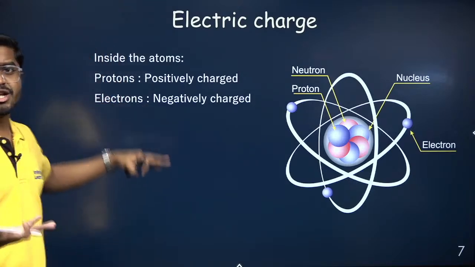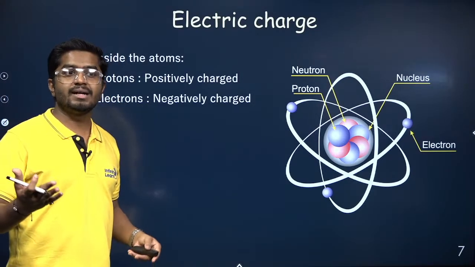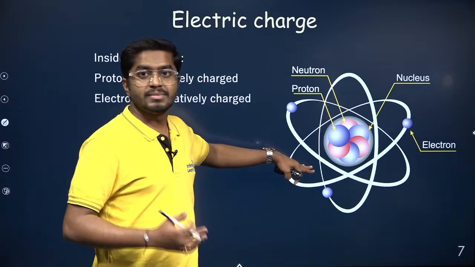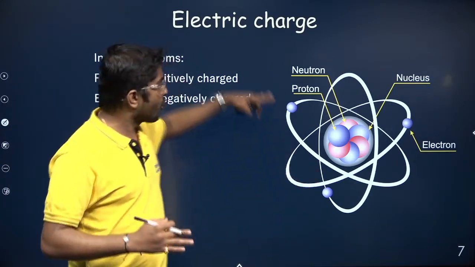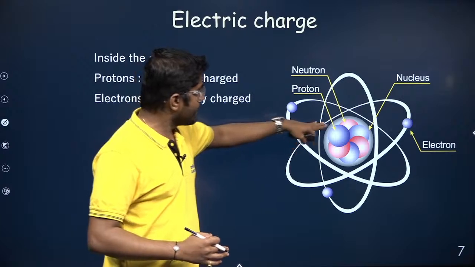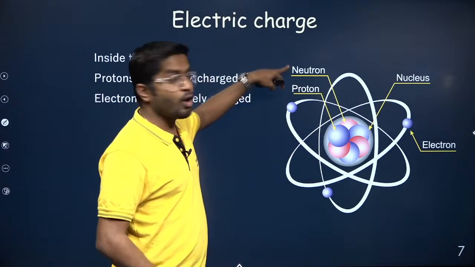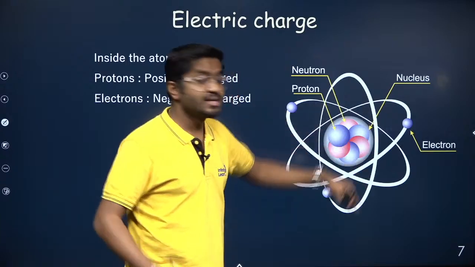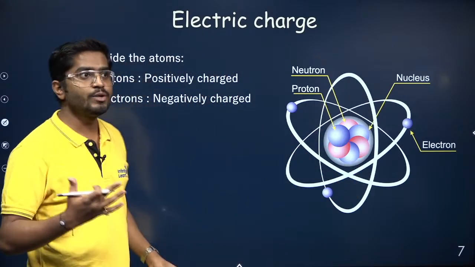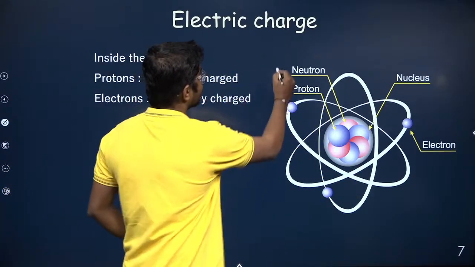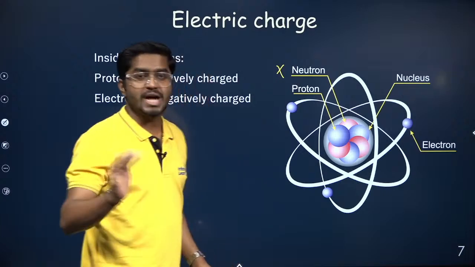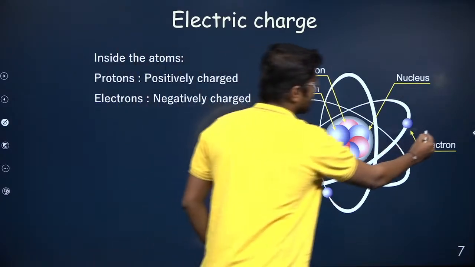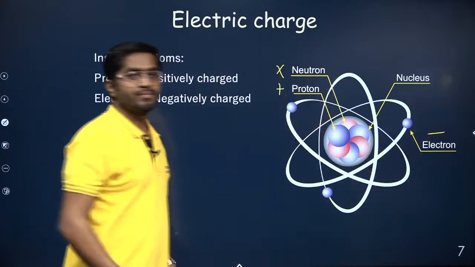And what is the origin of these charges? You have learned atomic structure in chemistry. Inside the atom, there are three types of particles, called subatomic particles. Inside the nucleus, there are protons and neutrons, and outside the nucleus, there are electrons revolving around the nucleus. Neutrons have no charge. Protons have positive charge and electrons have negative charge.